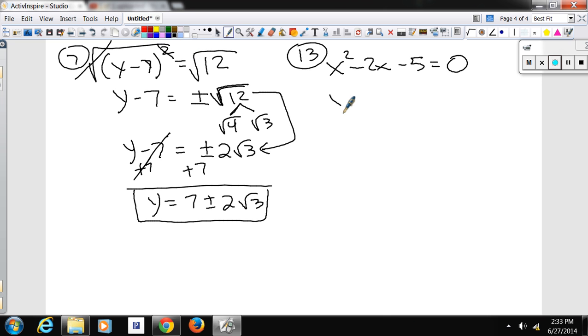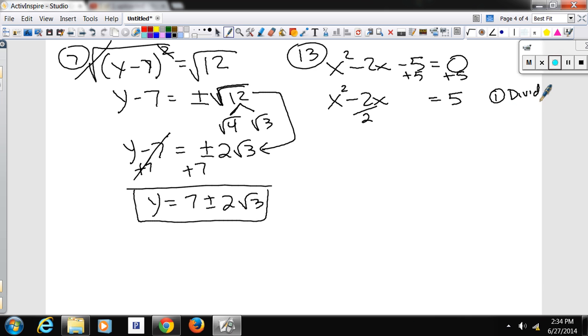So what we're going to do is take x squared minus 2x, and we're going to add 5 to both sides. So we're going to leave a space and put equals 5. We need to make this a perfect square, this whole thing right here. To do that, you're going to divide by 2. So I'll put your little steps over here.